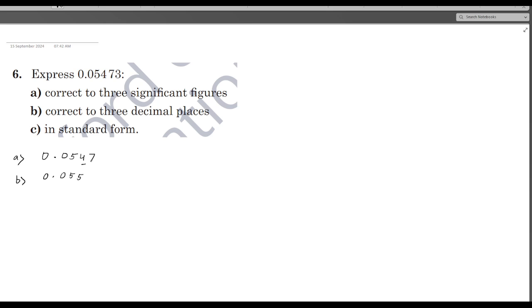And last we have to write it in standard form. So your standard form is A times 10 power B, where A will lie between 1 and 10. So it will be greater than or equal to 1, less than 10. So this I will write as 5.437 times. Now I am shifting my decimal 2 digits right. So then the whole thing will be multiplied by 10 power minus 2. So 5.437 into 10 power minus 2 is your standard form.